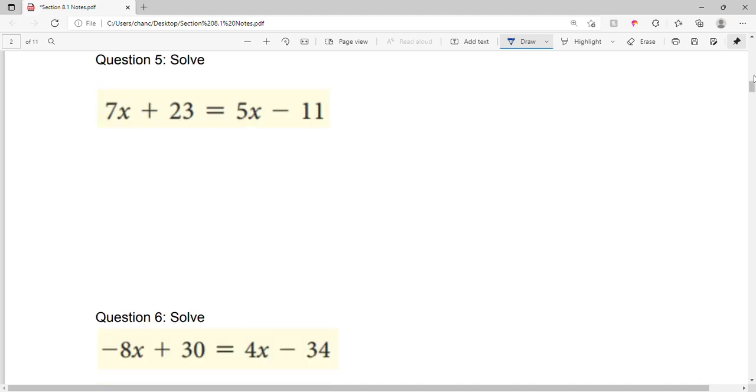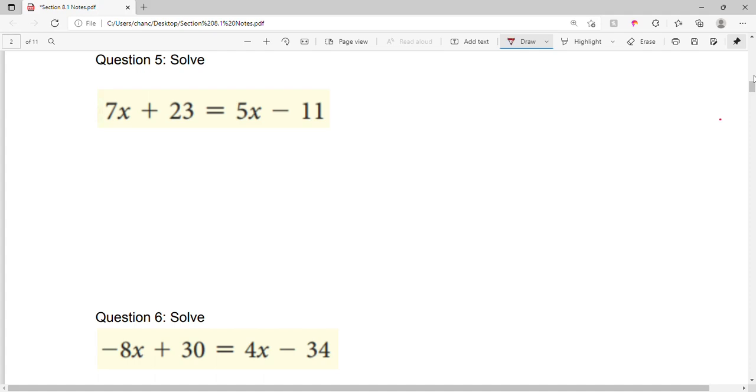Take a moment, pause the video, and try question 5 by yourself. Make sure you get the x on one side of the equation, the numbers on the other, and then isolate that x variable. Try question 5 on your own.